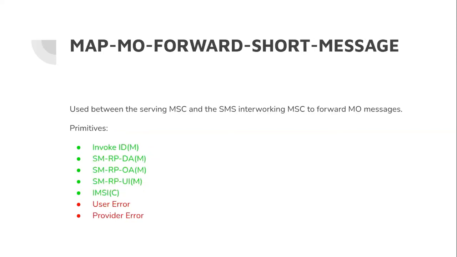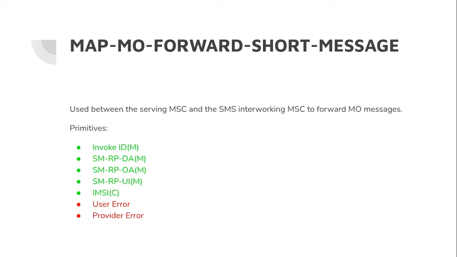Now, the next thing would be to forward the SM. To forward the SM, these are the primitives. That means you're sending it from the serving MSC to the SMS interworking MSC. So we are actually forwarding the MO. The primitives would be: one, the invoke ID; two, the DA, which is the destination address, which could be MSISDN, a roaming number, a service center address. Remember the ones that we discussed, and it could be an IMSI. And in this case, mostly it's an IMSI.